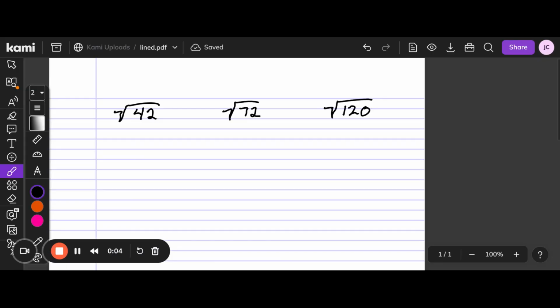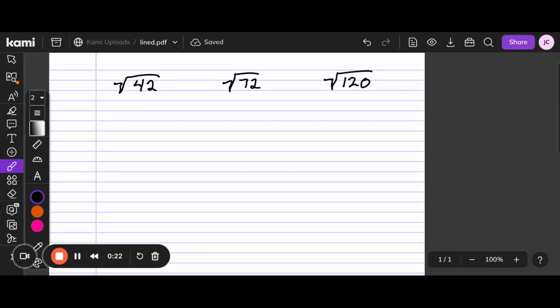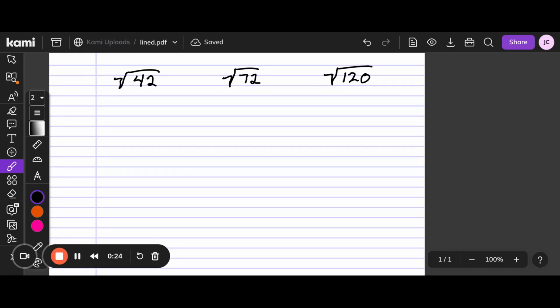Just wanted to give you a little bit of support in regards to how to simplify radicals. And this is something that sometimes can be a little hard to master, but really, if you recall the video you've already seen on quizzes, it's a really great way to break this down, and everybody should be able to do it. So I'm going to start with 42.